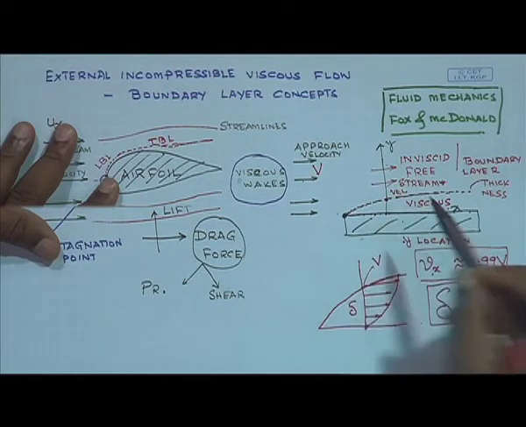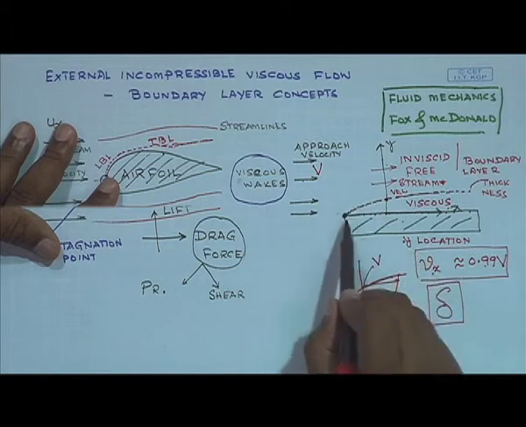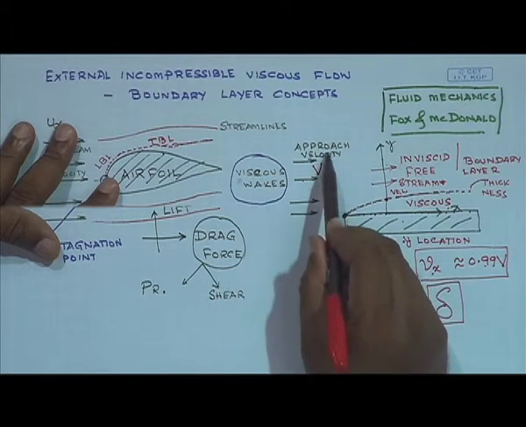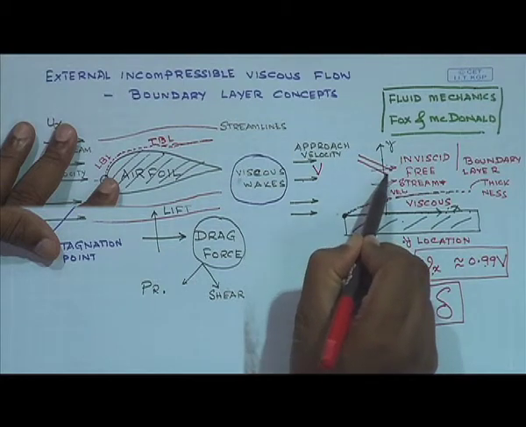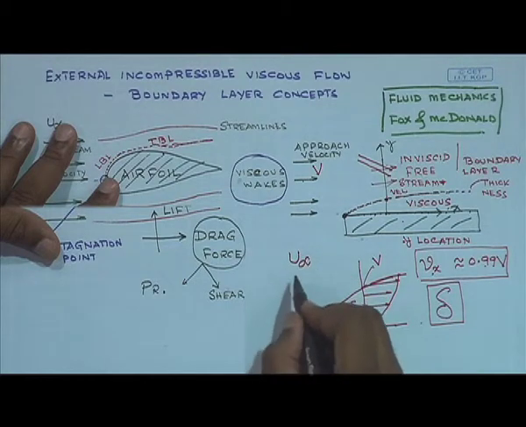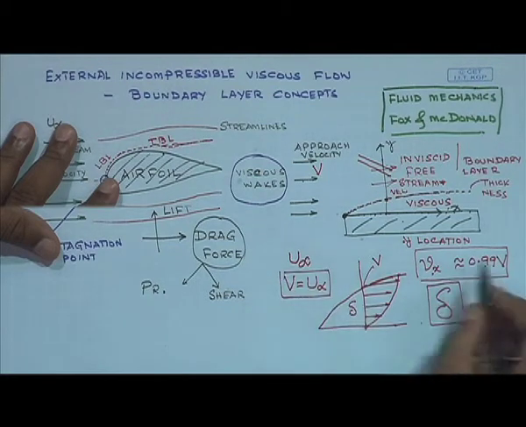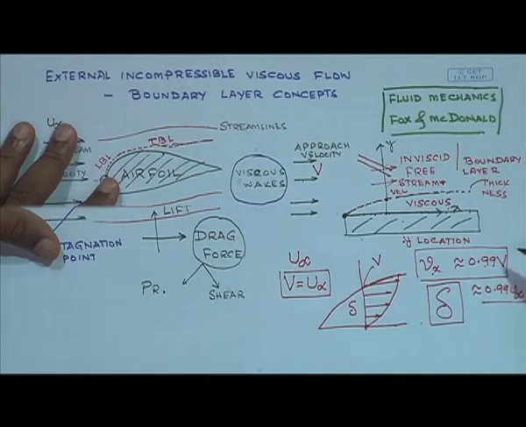Why is it called free stream velocity? Because it is free from the effect of viscosity, and for the case of a flat plate this approach velocity and free stream velocity are equal. In general, free stream velocity is defined as u infinity. For a flat plate the approach and the free stream velocities are equal. So, whether you write 0.99 V or 0.99 u infinity, it really does not matter for a flat plate because V and u infinity are the same. But on a curved surface u infinity can be different from V.